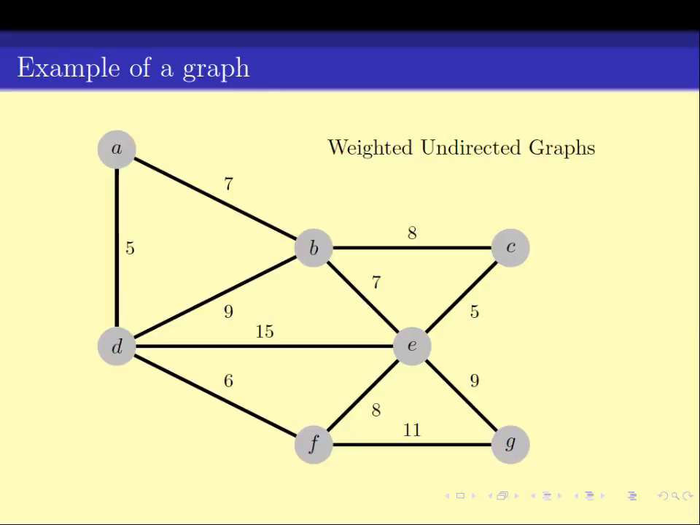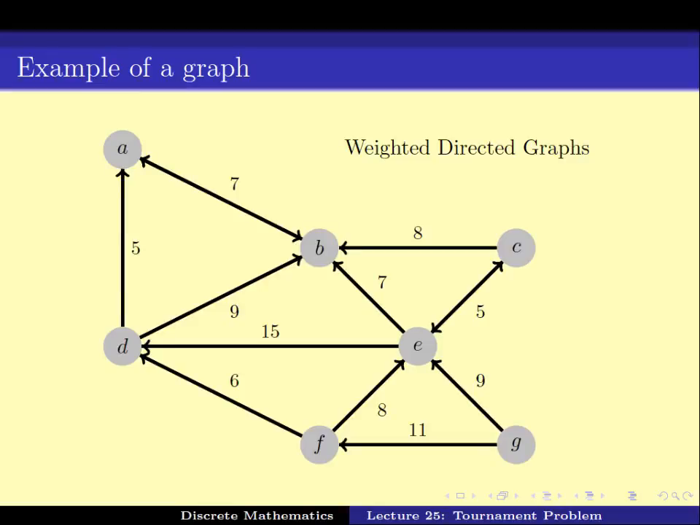And when the binary relation is not symmetric, that means (A, D) is not the same as (D, A), then we represent it using arrows like this. The arrow represents that there is an edge from D to A, but there is no edge from A to D. So it's a non-symmetric binary relation. In this case, we call it a directed graph.